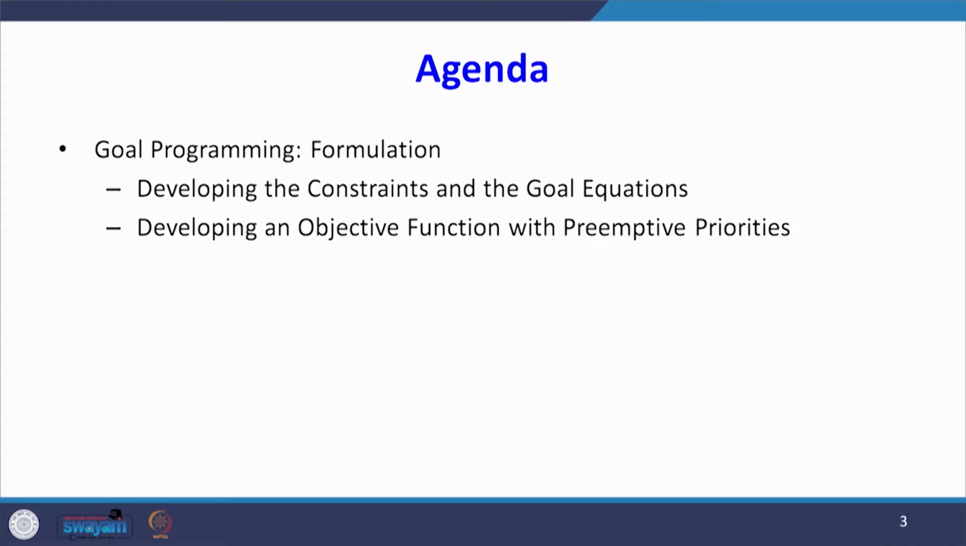The agenda for this lecture is goal programming formulation, developing constraint and goal equations, and developing an objective function with preemptive priorities. What is the meaning of preemptive? Preemptive means that priority is specified in advance and cannot be sacrificed. The priority of the objective cannot be sacrificed, that is the meaning of preemptive priorities.